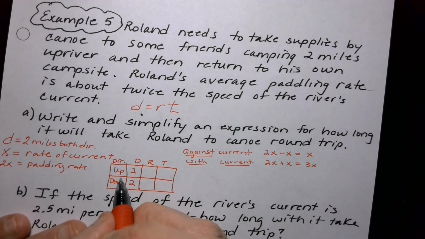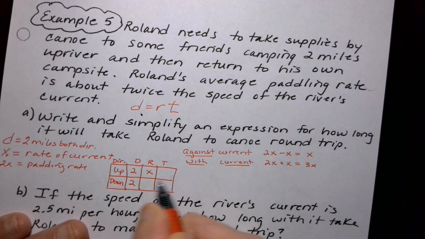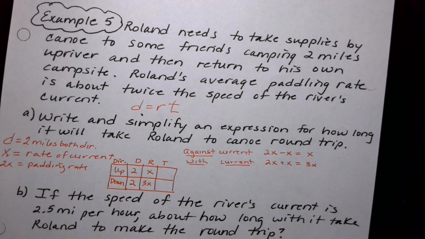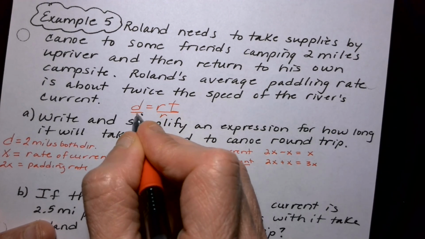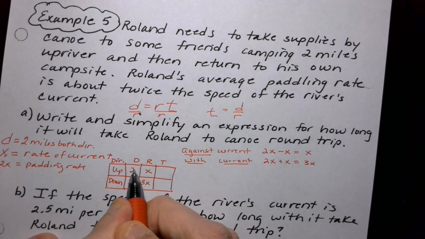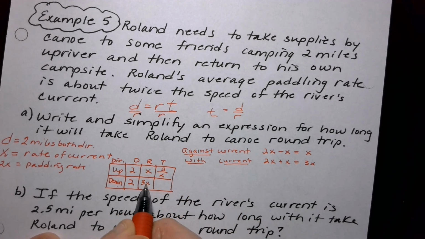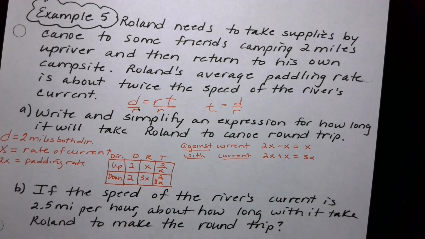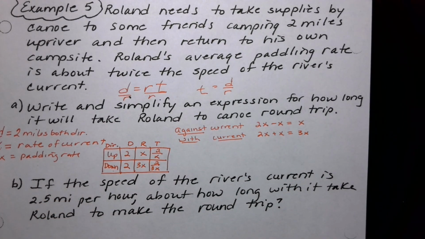Okay, so let's see. When you're going upstream, you're going against the current, so that would be x. When you're going downstream, it's with the current, so it would be 3x. And the time. Well, the time up here, if you were to solve for time, t is equal to d over r. So the time in here is d over r, so it'd be 2 over x. And the time here is d over r, so it'd be 2 over 3x. Not thinking I'll be giving you a problem like this on the test, although I should, just for the fun of it.